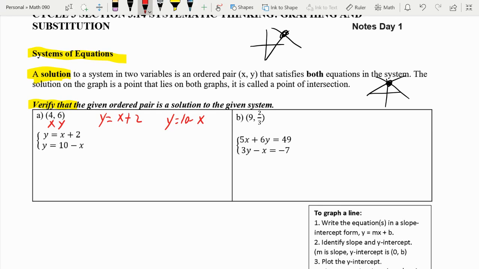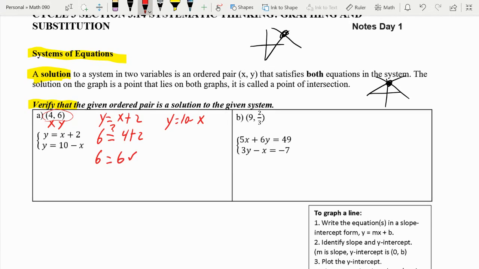4 is x, 6 is y. So I'm going to plug in 6 is equal to 4 plus 2. And it's kind of a question mark because I want to know, does the left side equal the right side? Well, 6 is equal to 6. So since those two are equal, I know that this point right here is on that line.